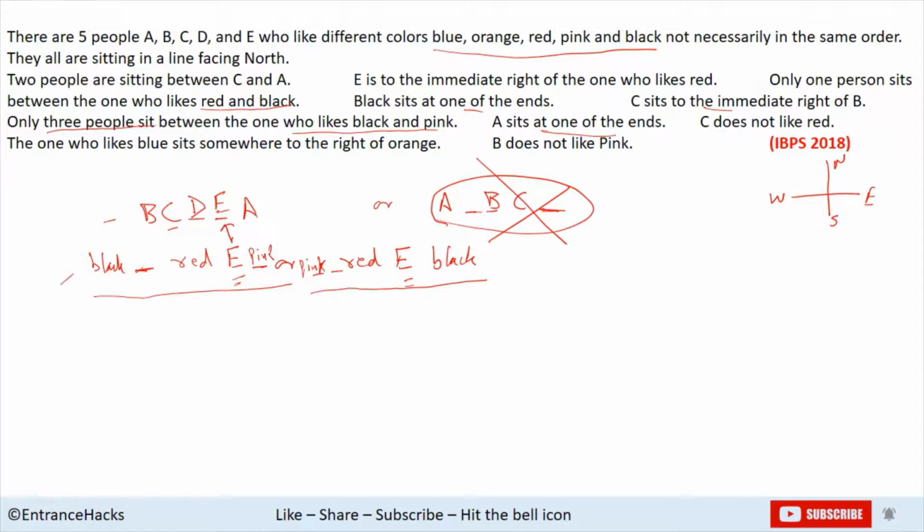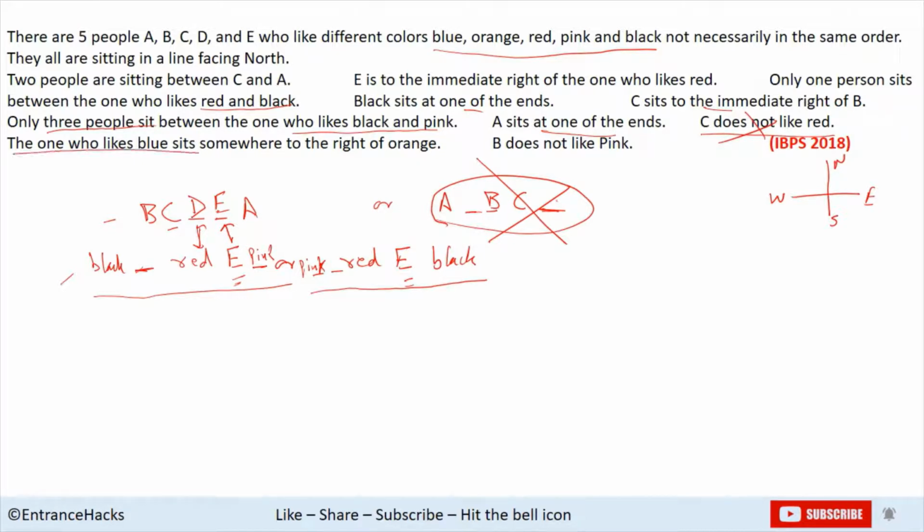So we come to the next statement, which says that C does not like red. If C does not like red, then this statement has no meaning, because red is liked by the center person, that is D. So this statement is redundant actually, we don't need the statement.